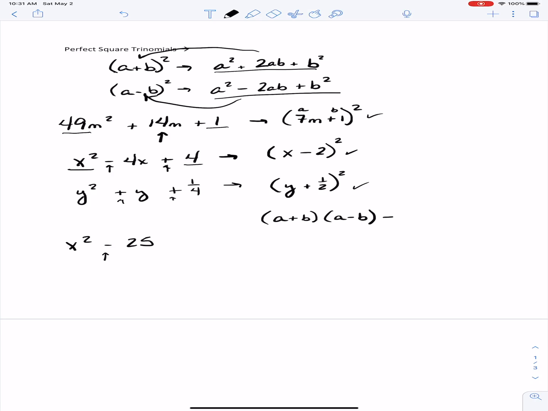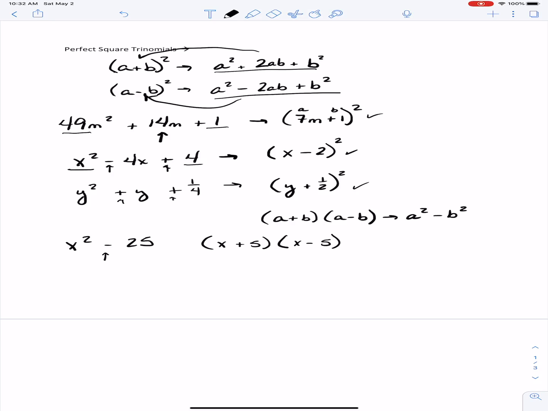And that looks like a squared minus b squared. Well, this looks like a minus b squared, or a squared minus b squared. Our first term is a perfect square. Our c term is a perfect square. So I think we can go ahead and write this as x plus 5, x minus 5.